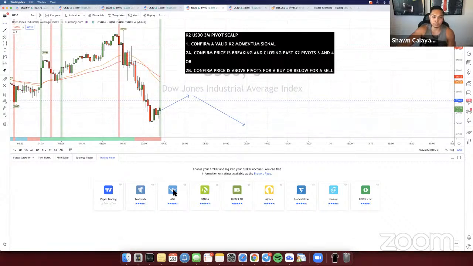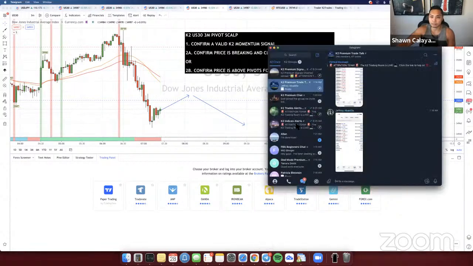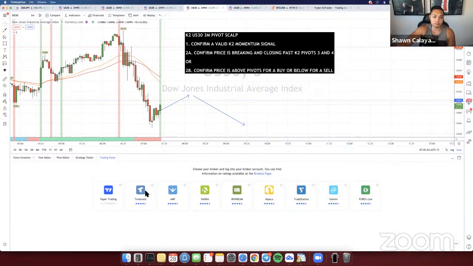You might have to use the actual AMP or whatever platform they use, because there's a member in K2 that does use Top Step, but they have to use their platform. I don't think you can use it on TradingView. If you can, let me know, because I'll be down for that. I'd rather trade on TradingView anyways. But I don't even know what broker they use.